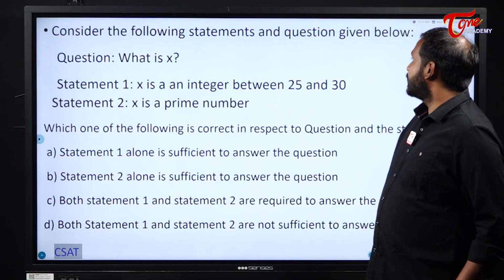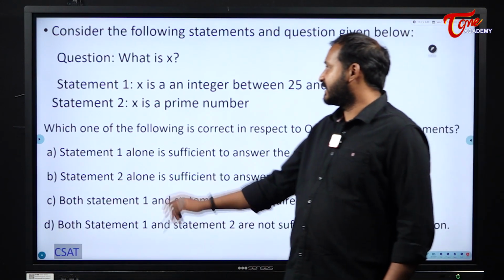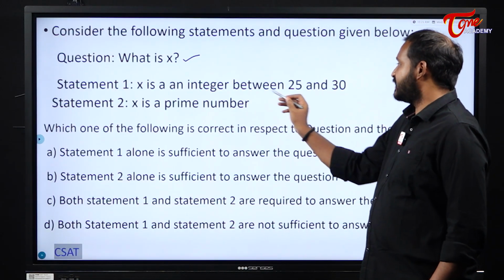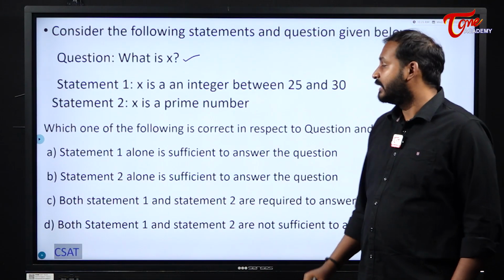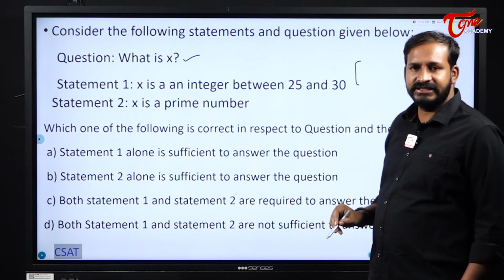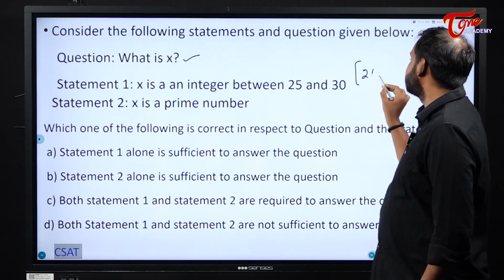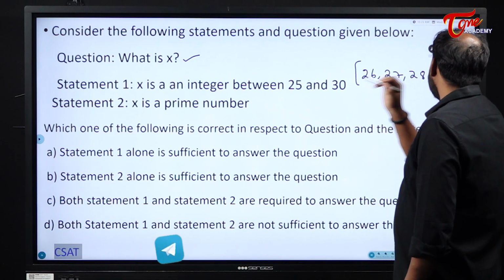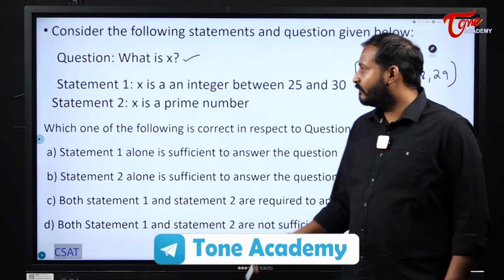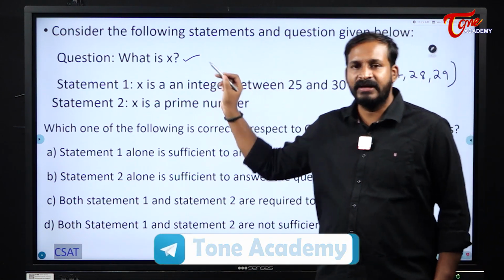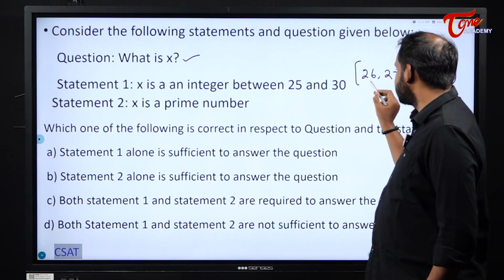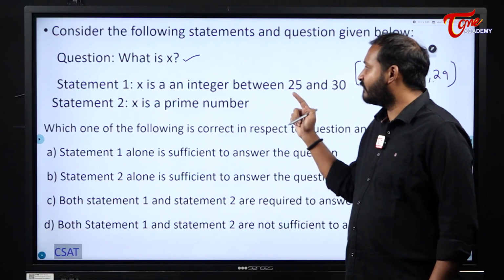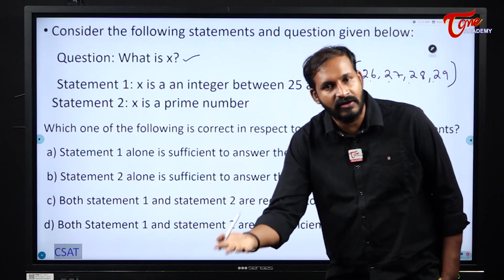Consider the following statements and question given below. What is x? We need to tell the value of x. Now the first statement: x is an integer between 25 and 30. Between 25 and 30, what integers do we have? We have 26, 27, 28 and 29. With the first statement, can I tell my answer? No, because I have 4 choices. It can be any value from these 4 values. So with only the first statement, I cannot tell the exact value of x.